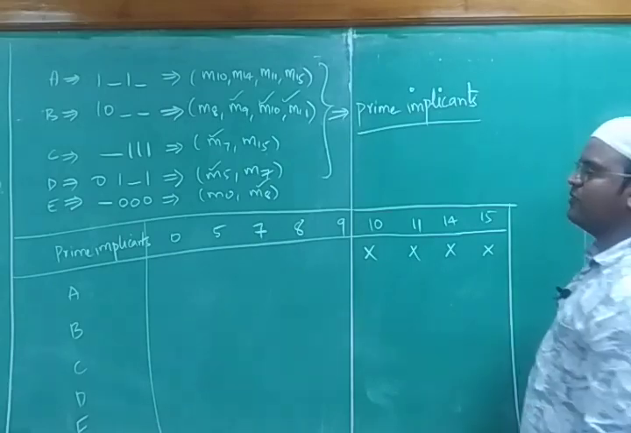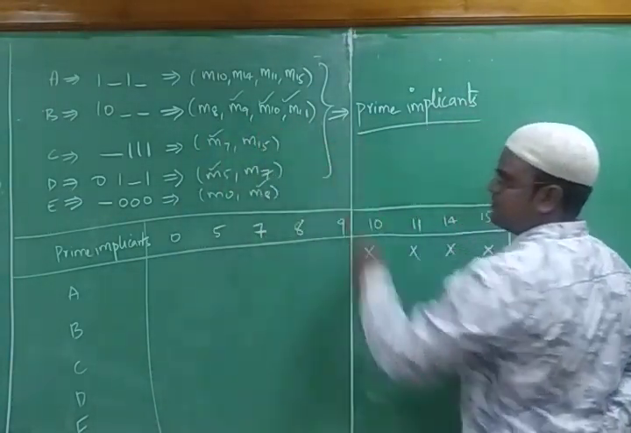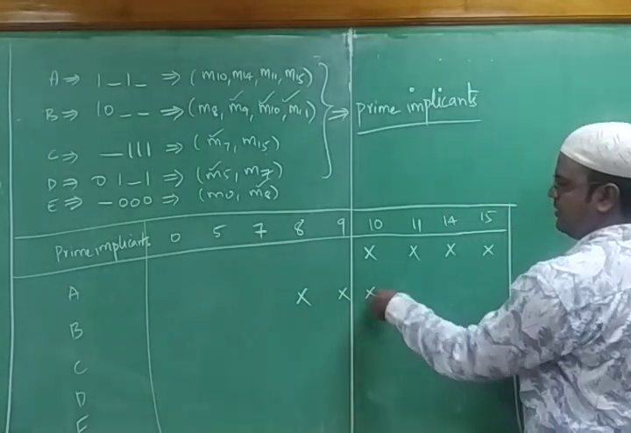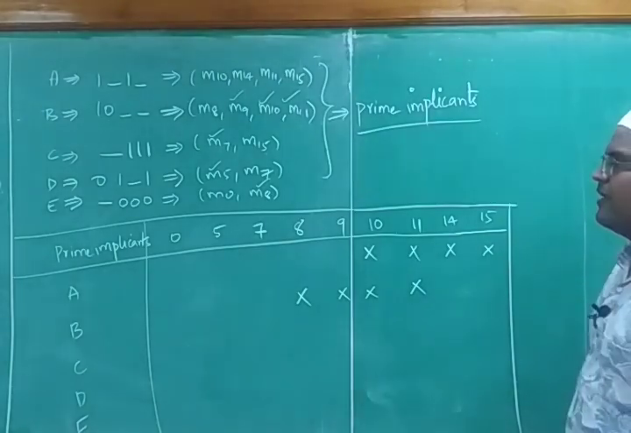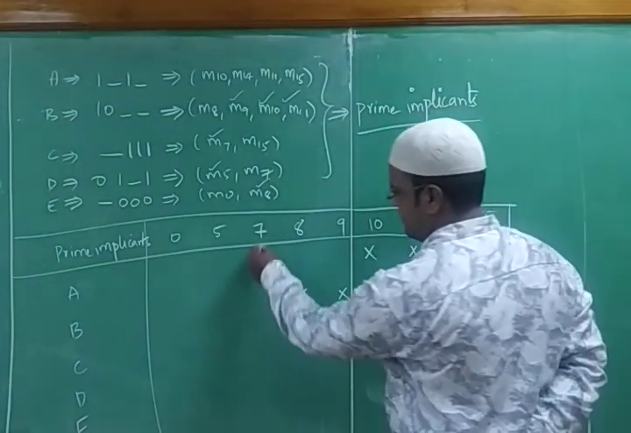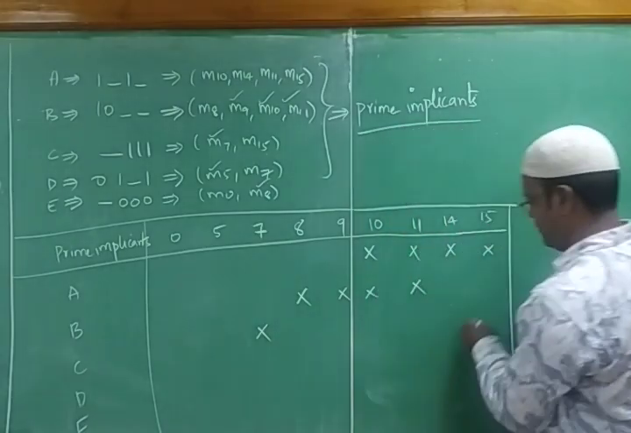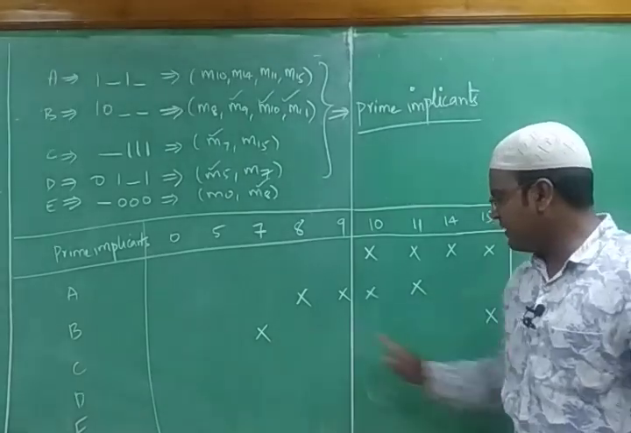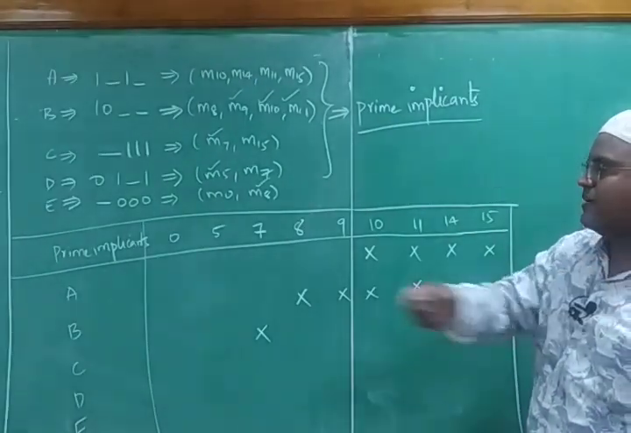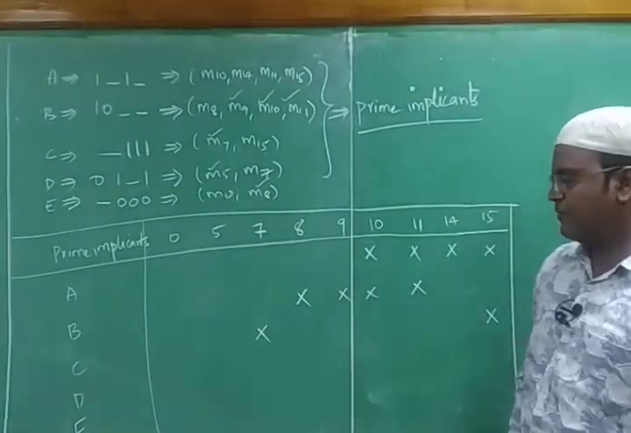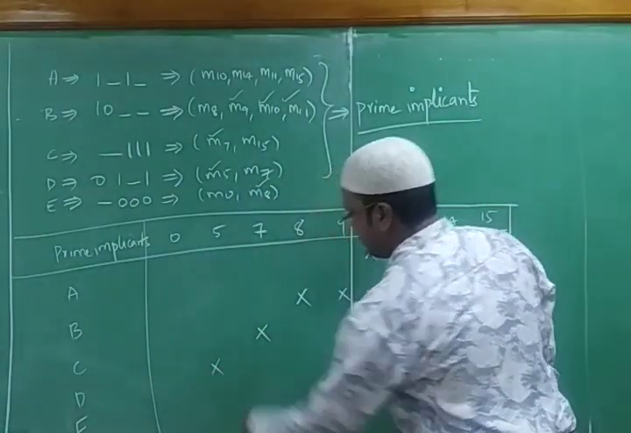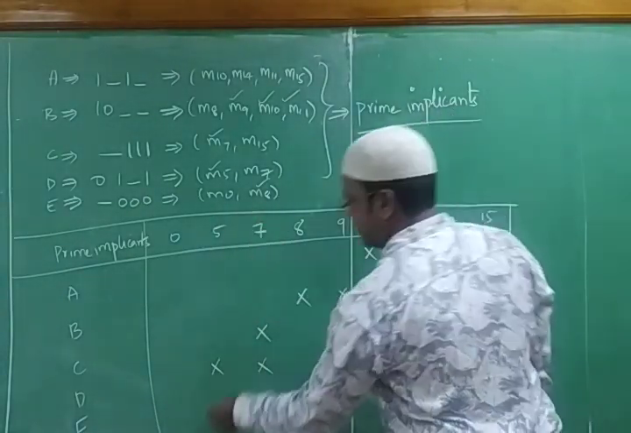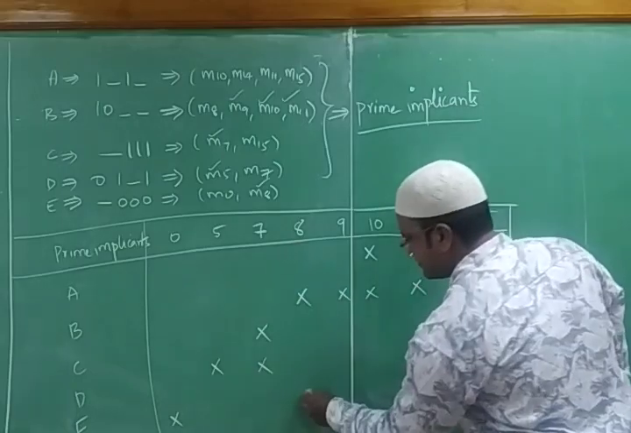Next thing, B. What does B consist of? 8, 9, 10, 11. So for B we have 8, 9, 10 and 11. Next C. C is what? 7 and 15. So for C we are finding 7 and 15. Likewise we'll go for D. What does D consist of? 5 and 7. For D we are taking 5 and 7. Next for E, what will we take? 0 and 8.